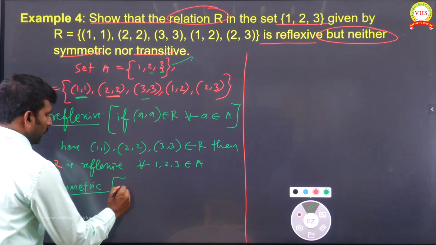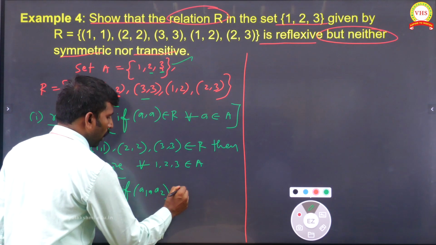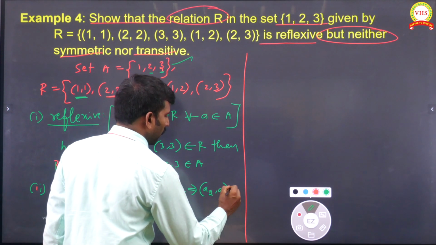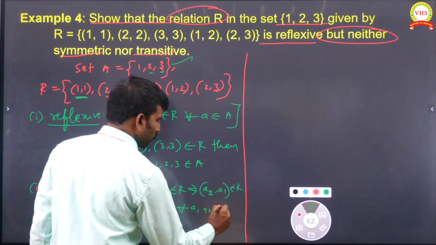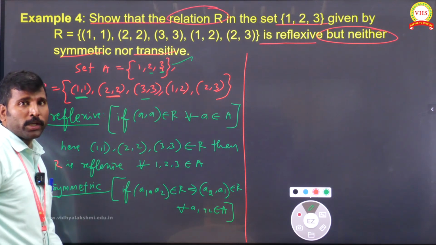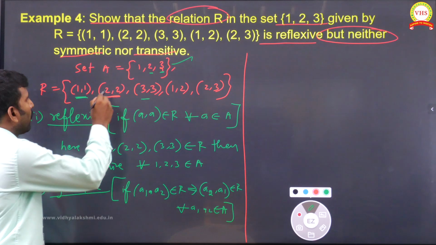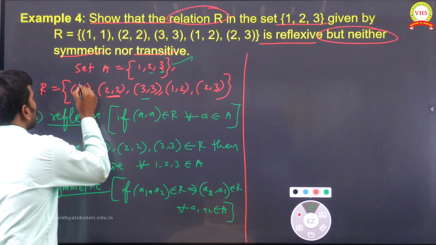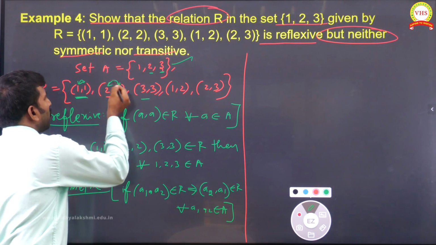Symmetric in the sense we have a condition. First, A1 comma A2 belongs to R. This implies the reverse should also belong to R, for all A1 comma A2 belonging to A. Understand? See children, the relation R you take should satisfy this. First 1 comma 1, the reverse will be there. 2 comma 2, the reverse will be there. 3 comma 3 means what? If you change it, it is the same 1 comma 1, and 2 becomes the same.